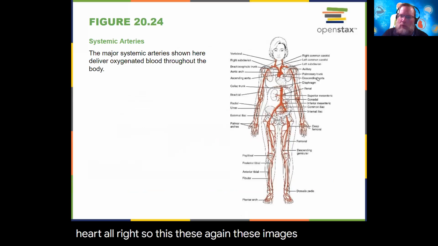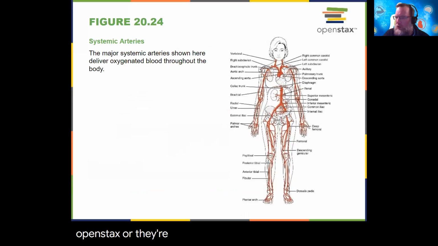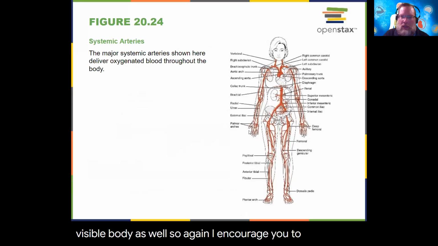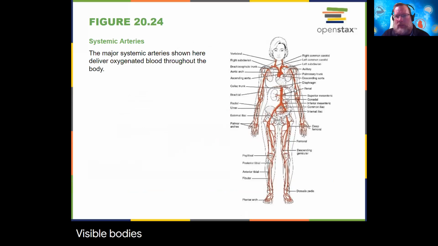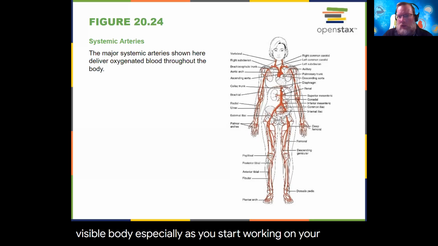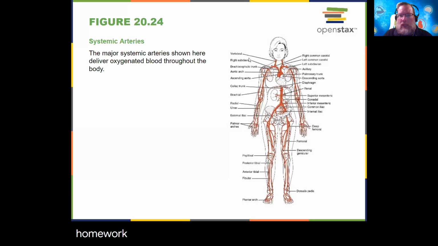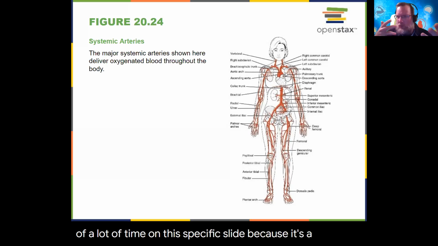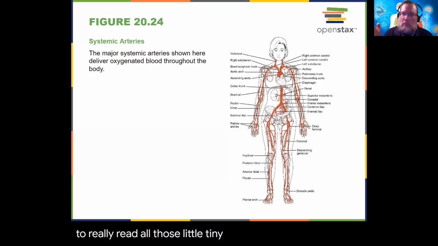These images are from OpenStax. They're very similar to what you would see in Visible Body as well. So again, I encourage you to check into Visible Body, especially as you start working on your homework assignments. I'm not going to spend a heck of a lot of time on this specific slide because it's hard to read all those tiny print terms, but you do want to check this out in your text if you have the inkling.